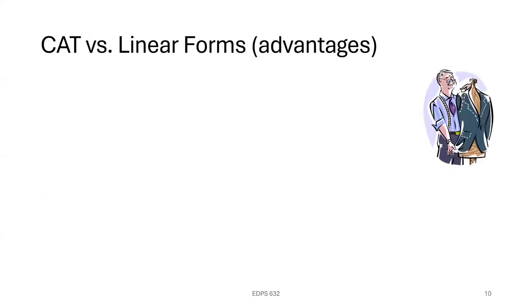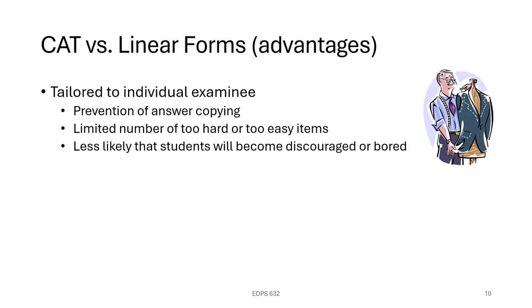Now, let's discuss the advantages and disadvantages of CAT versus linear form from a measurement proficiency perspective. The good thing is we can tailor to each individual's ability so that we can prevent answer copying and limit the number of too hard or too easy items. Students are also less likely to become discouraged or bored, because they can always find the next item very challenging, right?